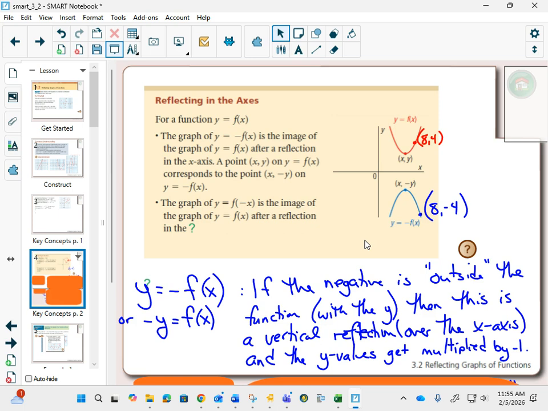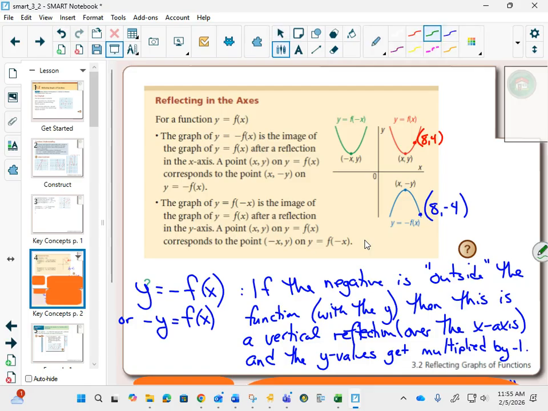If the negative is inside the function, inside affects x's. X's are horizontal. This will be a horizontal reflection. So I take that original red graph and flip it over the y-axis, which would flip it over to there. And now my x-coordinate, so my original coordinate was 8, 4. If that got flipped over, it would be all the way over here at negative 8, 4.